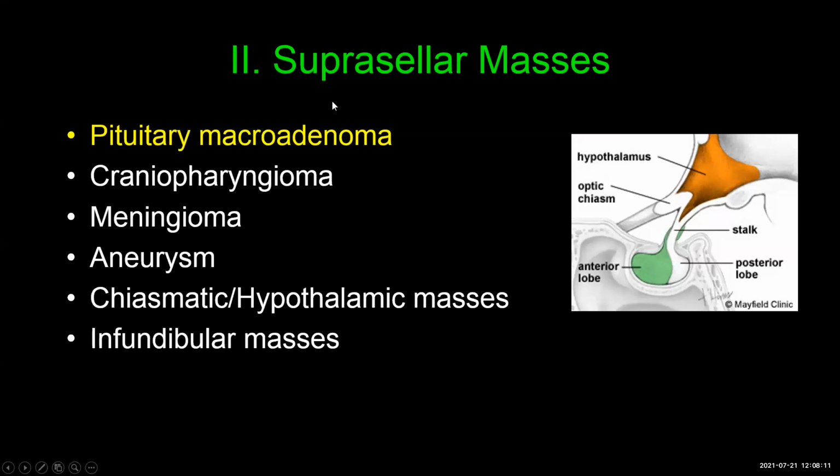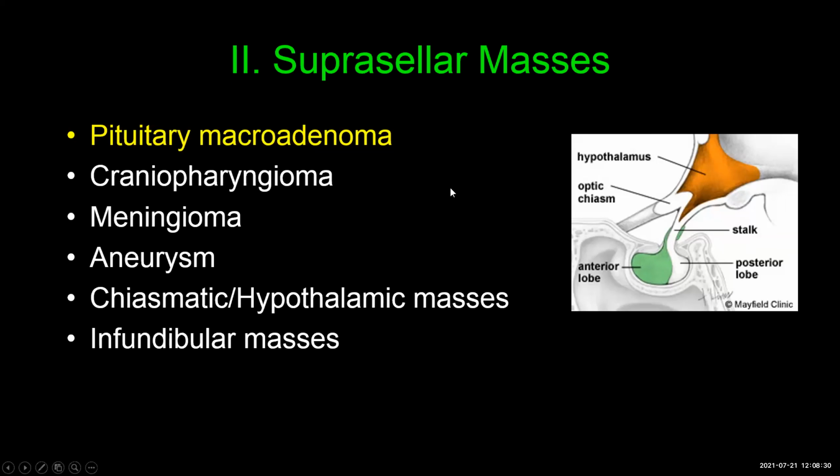So suprasellar masses, we'll go through these quickly, and we've already done a lot of the work because, as I mentioned, most of the masses that occur in this region, whether it's intrasellar, suprasellar, or parasellar, are pituitary macroadenomas, which we've already discussed.